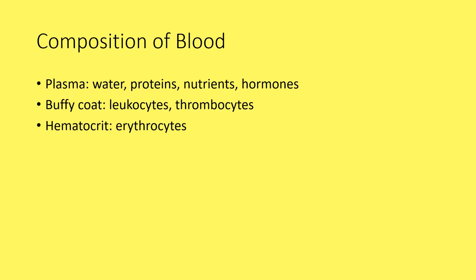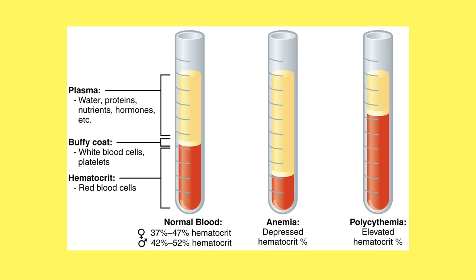When you centrifuge a sample of blood out, it's going to separate into these three different layers. It has to do with density. The Buffy coat is going to contain your leukocytes and your thrombocytes. Remember, those are your white blood cells and your platelets. And then the hematocrit, that's going to contain the erythrocytes, or the red blood cells.